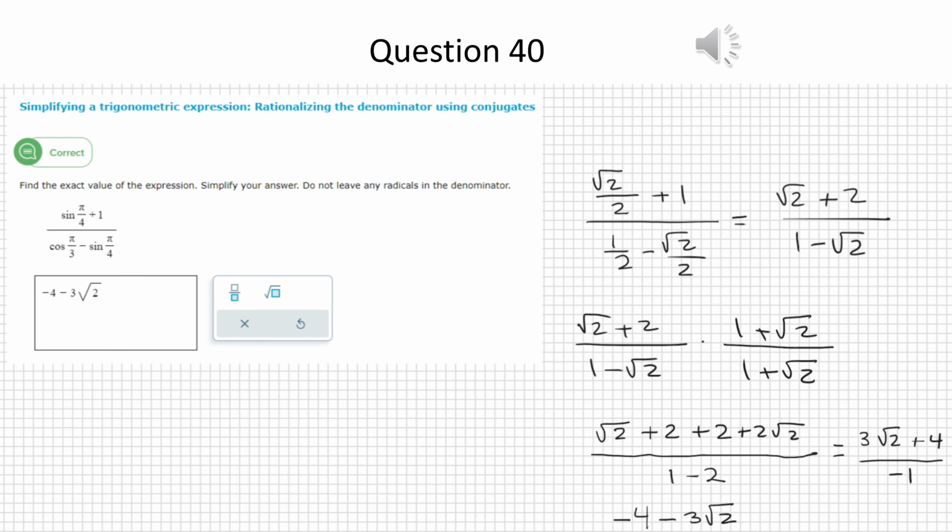Okay, this is easy. You know the sine of pi over 4 is radical 2 over 2, and cosine of pi over 3 is 1/2. Substitution. Find the simplification. You simplify the 2 in the bottom and the top, and finally rationalize. Multiply by the conjugate, 1 minus radical 2, the conjugate is 1 plus radical 2, in the top and the bottom. The rest is multiplication, FOIL, and that's it. The answer is negative 4 minus 3 radical 2.